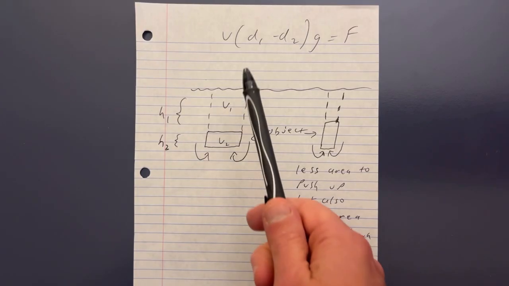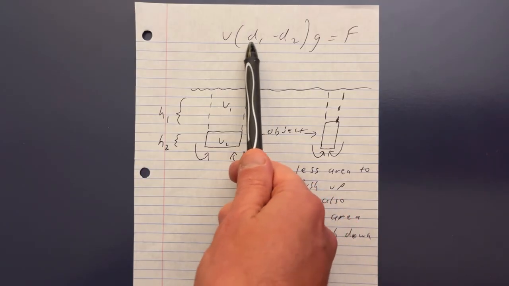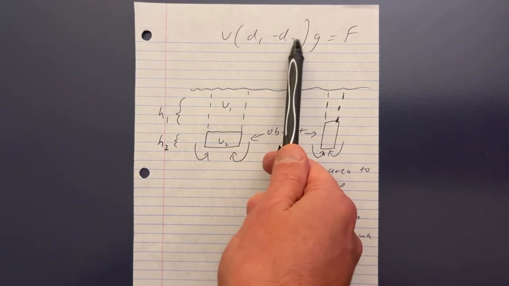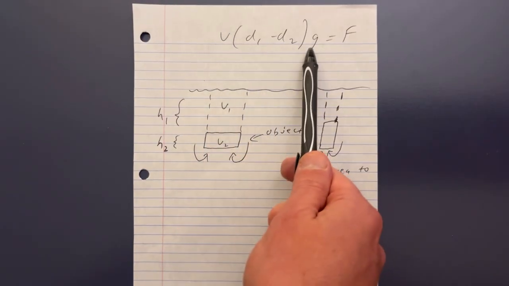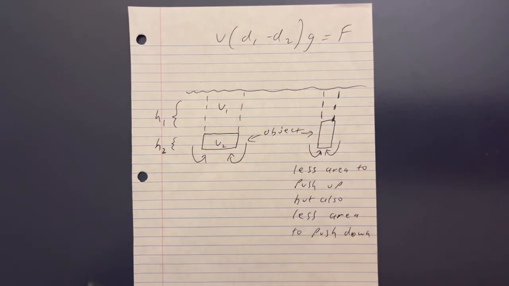And here's the buoyancy equation right here. Take the density of the gas in your balloon minus the density of the air, or vice versa. Multiply that by the volume of your balloon times acceleration from gravity, and you get your force. And I'll show how to derive that.